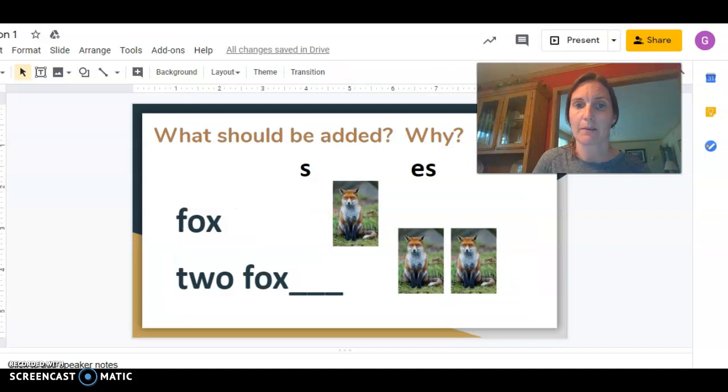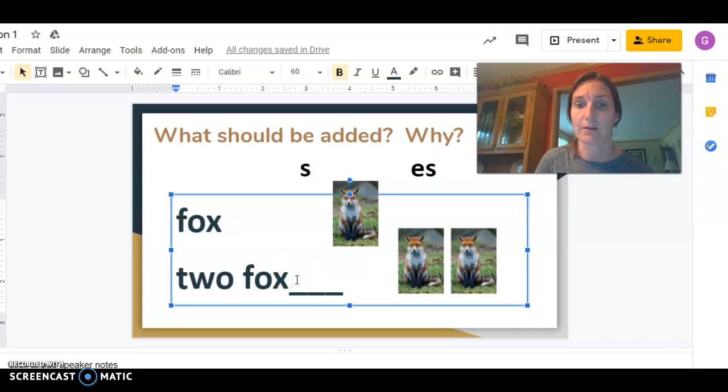How about this one? Here I have a fox. Now I want it to say two foxes. Which suffix do I add? That's right. We add suffix es. Do you know why? Because it ends with an x. Our base word fox ends in an x. So I add suffix es to make it plural.